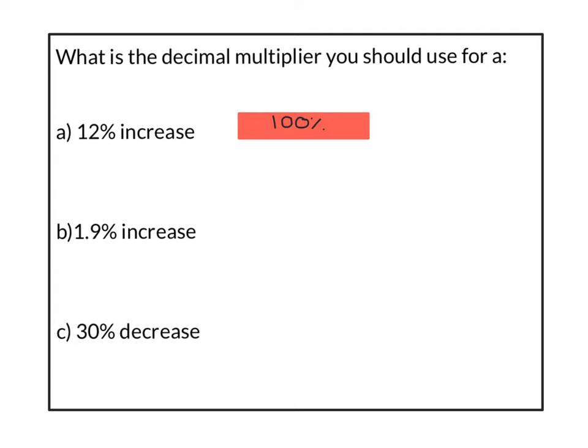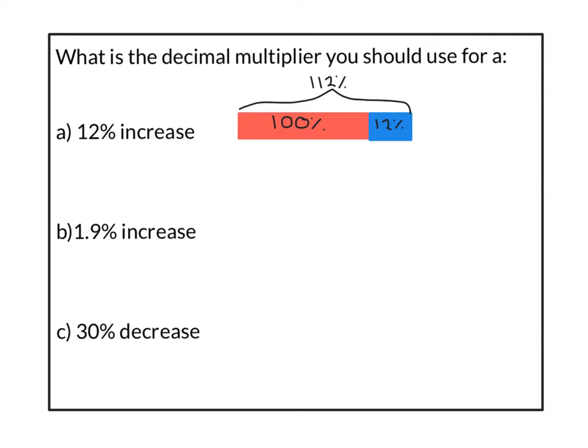And imagine we're increasing that by 12%. So I'm going to add on another bar, and this blue bar is going to be my 12%. That means that altogether we now have 112%. Now I need to turn that into my decimal multiplier.